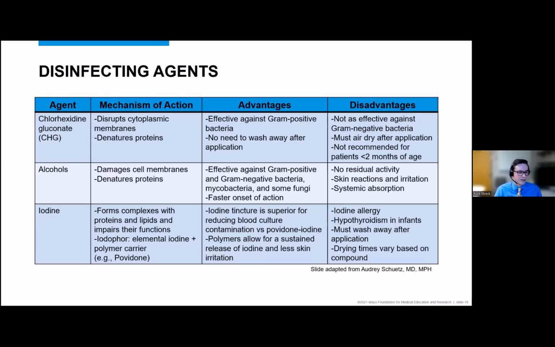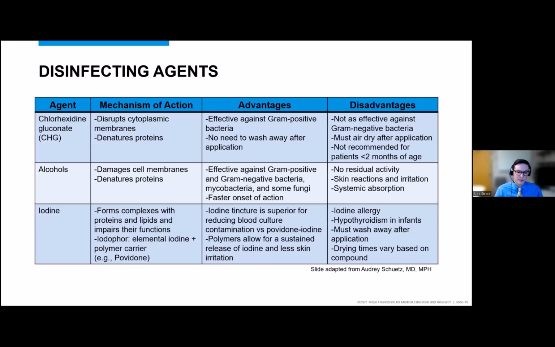The final agent is iodine, which can be found in a couple different forms, either a polymer carrier that helps with solubility of the iodine, or an iodine tincture. The iodine is the active agent here. It forms complexes with proteins and lipids and impairs their function. So a slightly different mechanism of action compared to the other two agents. What's been found so far in head-to-head comparisons, because there are different formulations, is that iodine tincture appears to be superior at reducing blood culture contamination.